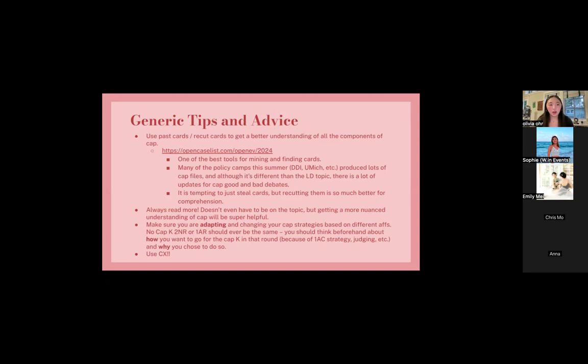Also, you should always make sure that you're adapting and changing your cap strategies based on different AFs. So no two cap K 2NRs or 1ARs should ever be the same. They should always differ to some degree. You should know or think beforehand how you want to go for the cap K in that round, and you should have a reason why you chose to go for cap in that way. So that's the neg side of things.